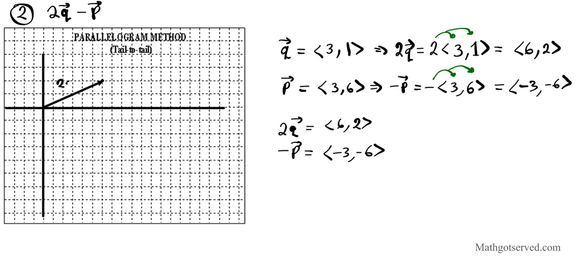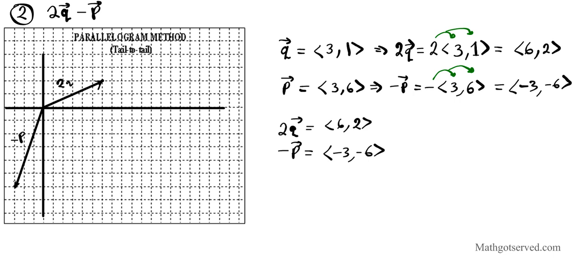What we're going to draw next is vector negative p starting from the origin. Starting from the origin, we're going to go to the left 3, because it's negative x, 1, 2, 3, and we're going to go down 6, 1, 2, 3, 4, 5, 6. So there goes the tip of vector negative p. I'll draw it like this, and there you have vector negative p. Let's label that negative p.